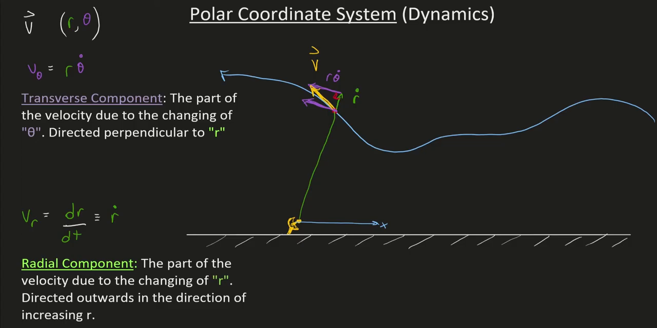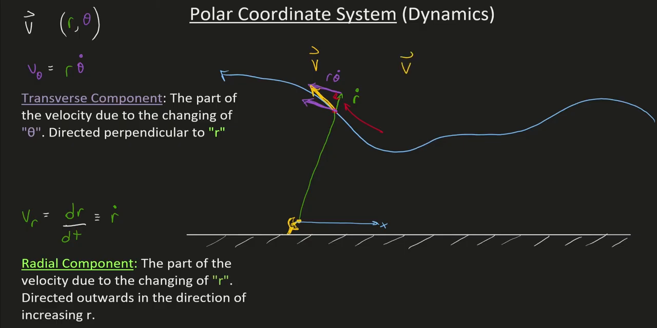So we have this transverse component of my true velocity, which is the part of the velocity due to the changing of the angle, and it's always directed perpendicular to r, as we can see here. And we have the radial component of velocity, the part of the velocity due to the changing of the radius, and it's directed outwards from the particle in the direction of increasing r. So we have a nice vector equation we can write to describe all this.